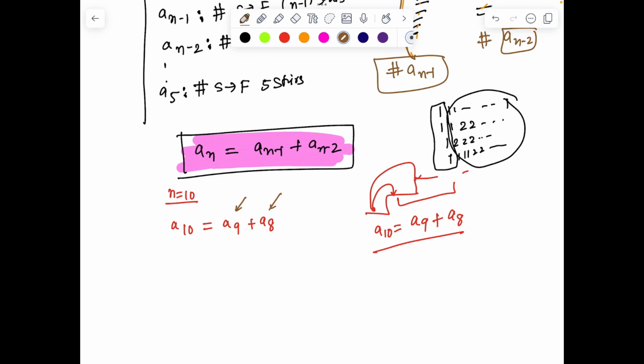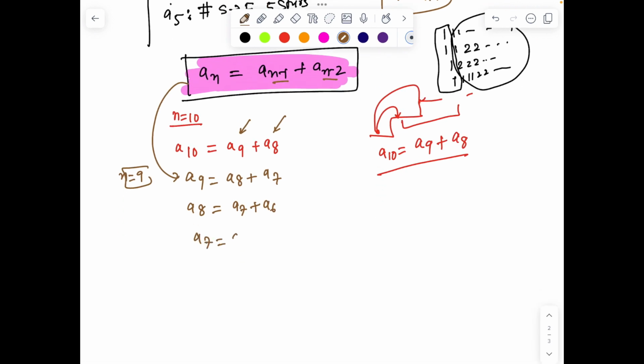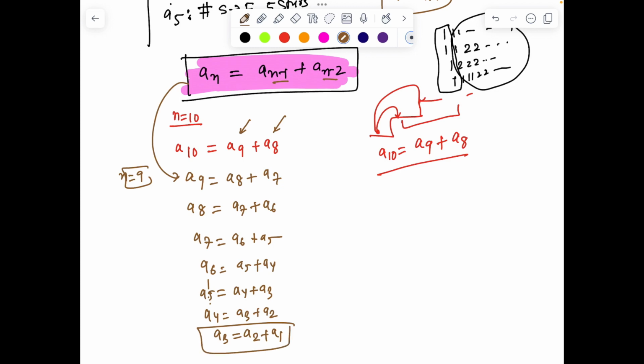Now again, unfortunately, neither do I know a9 nor a8. So again, I will put n equals 9 in the original system. So now we have a9 equals a8 plus a7. Again, what is a8? It's a7 plus a6. Again, what is a7? a6 plus a5. a6 equals a5 plus a4, and we can keep on doing. So let's do. a3 is a2 plus a1. We can go further, but that will invite a0. It means there are no stairs, so we can't comprehend it easily.